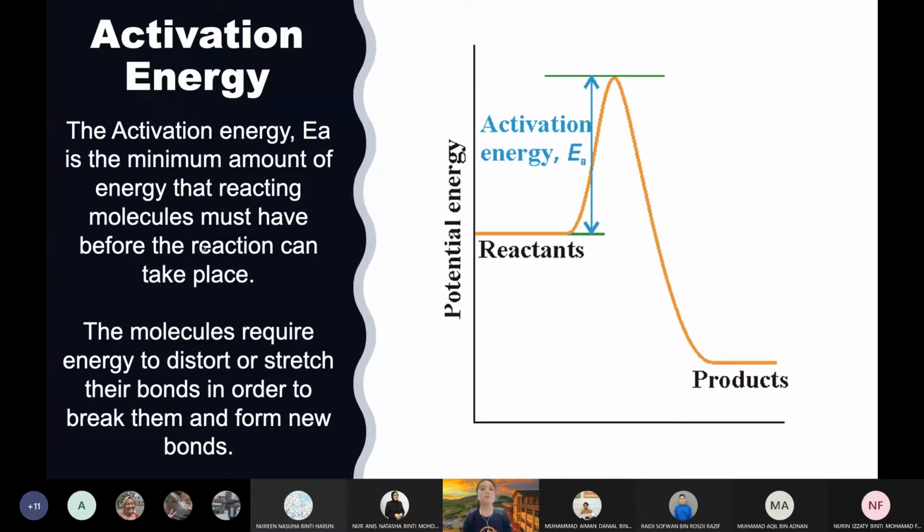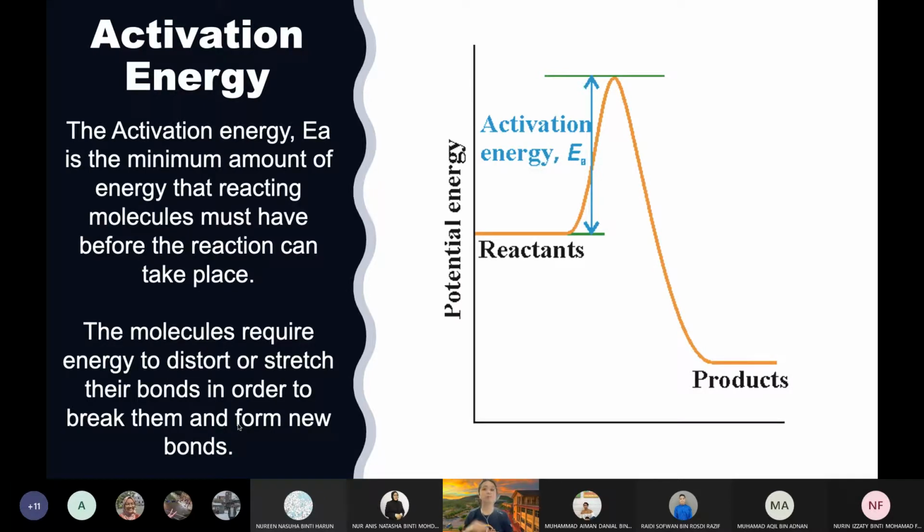So kenapa molekul ni perlukan tenaga minima ini? Because they require the energy to distort or stretch their bonds in order to break and form new bonds. Kamu tahu kan tindak balas berlaku melibatkan the breakage and the formation of bonds. So certain bonds kena break, certain bonds need to be formed. Baru tindak balas tu berlaku untuk menghasilkan produk yang baru. So in order for those bonds to break and form, the molecules tu kena ada certain amount of energy first, which we call activation energy.